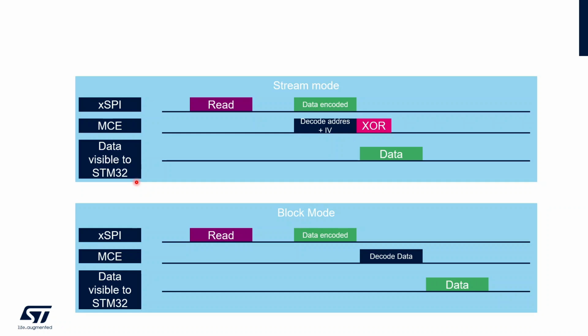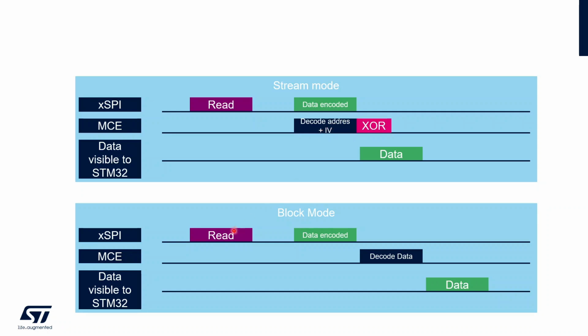The difference between stream mode and block mode: if the XSPI asks for a read in stream mode, the memory starts reading the data from your memory, so the XSPI is reading, but the MCE at the same time starts to decode, because it is not decoding the data directly, but the address and something called the initialization vector. When the reading is done, it basically only does an XOR and immediately gives you the data back. So in case your memory has some latency, you get the data and in the same moment do the XOR, so there will be minimal latency during the reading. For code execution it's very effective, because you will not see the decoding or decryption time of the MCE at all.